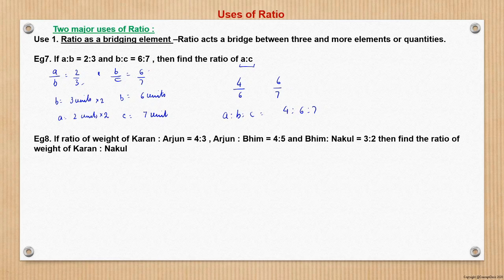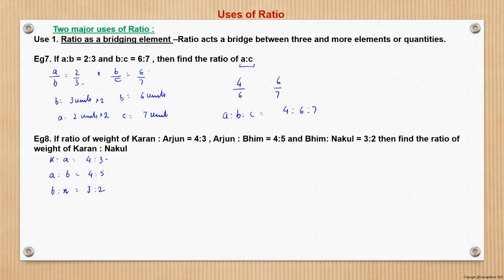Now let us see another question. Question number 8. Here the weights of Karan, Arjun and others are given. Karan is to Arjun is given as 4 is to 3. Arjun is to Bhim is given as 4 is to 5. And Bhim is to Nakul is given as 3 is to 2. Right? This is the ratio of their weights. Then find the ratio of the weights of Karan and Nakul. So there is a bridging element between Karan and Nakul, right? So see how we proceed here.